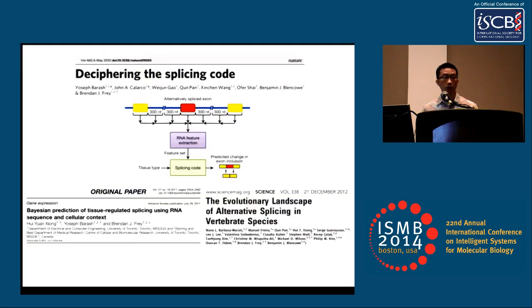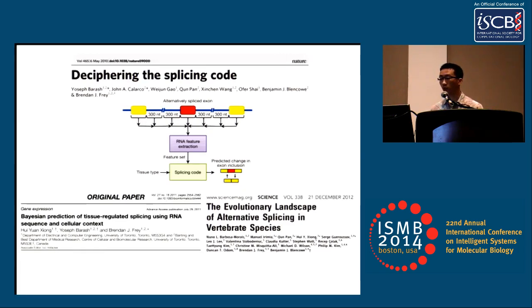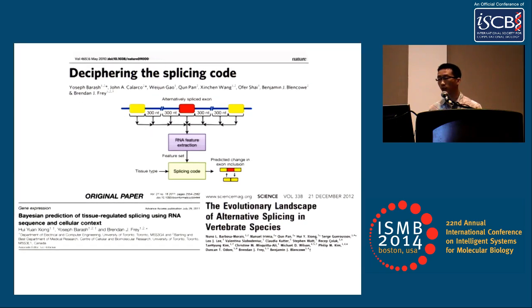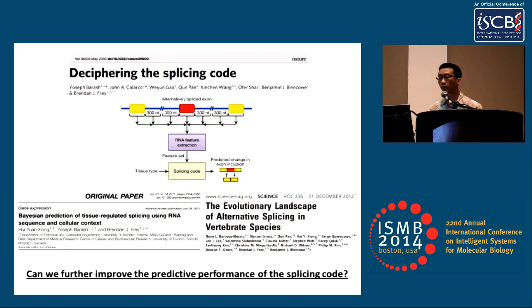All right, so in our group, we've worked on this for a few years now. It first started with deciphering the splicing code in 2010 by Yoseph Barash, who's at UPenn right now. And in 2011, in the bottom left there, we used something called a Bayesian neural network to significantly improve the predictive capability of the original splicing code, which used boosting. In 2012, our collaborators used the splicing code to look at how the use of features diverge as the evolutionary distance between species increases. So the next thing we wanted to look at is, can we further improve the predictive performance of the splicing code?